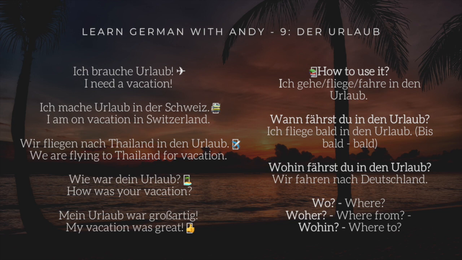Here a little tip. Wo means where. Woher, where from. And wohin, where to. So we have wo, woher, wohin. Wow, I think that was the longest lesson so far, and I hope you learned a lot. And if you didn't, just go back to one single word a day. Der Urlaub. The vacation.